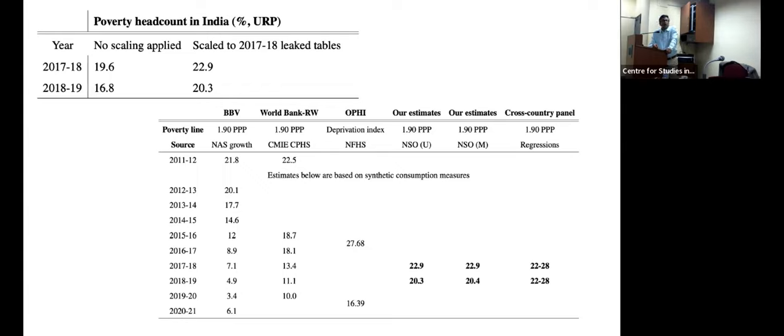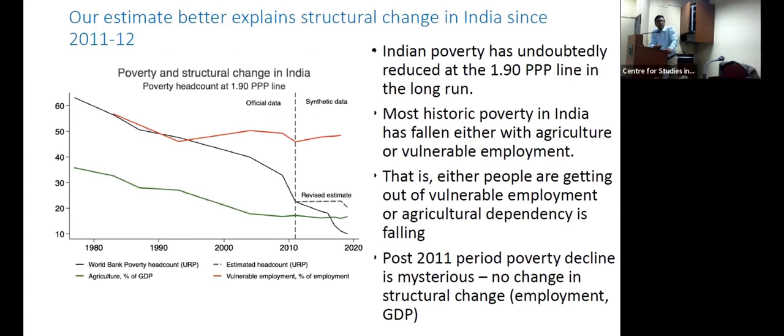And what's interesting is we also plucked out what the estimate of poverty should have been based on those regressions that we did, based on the cross-country comparison of structural features of the economy, such as share of value added, etc. If you pluck the numbers out from that, that would give us a range of 22 to 28%, whereas these numbers are on the lower end of that. But that's what gives us some confidence that they are not entirely problematic.